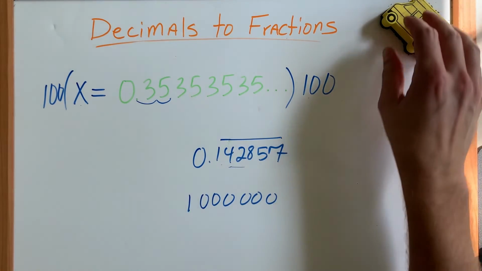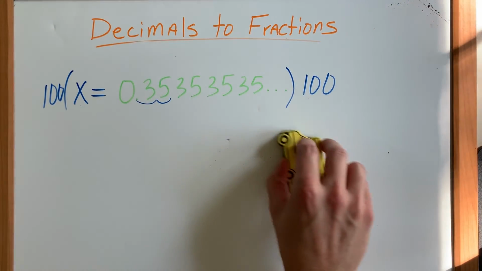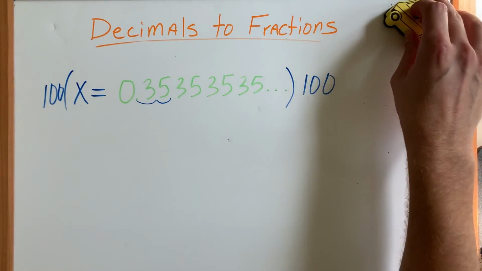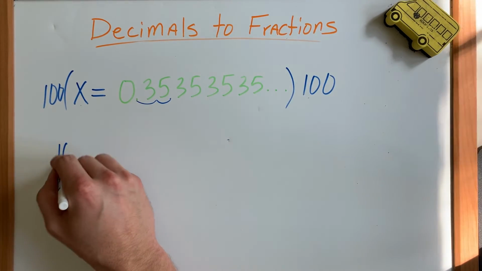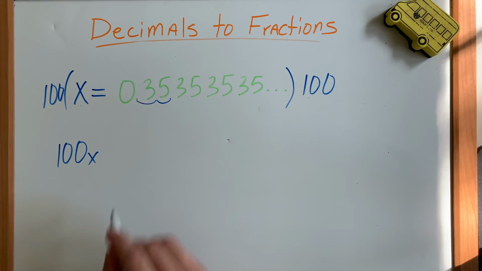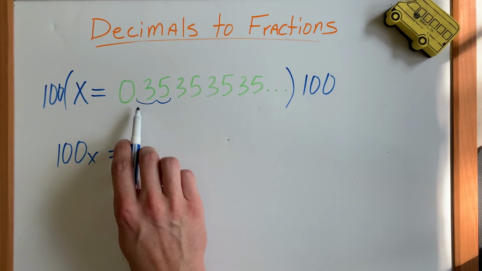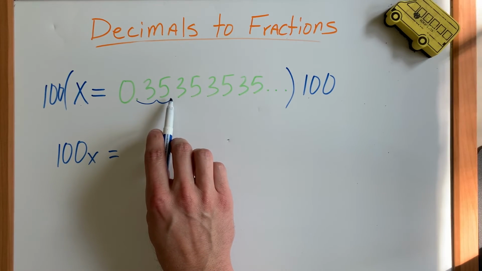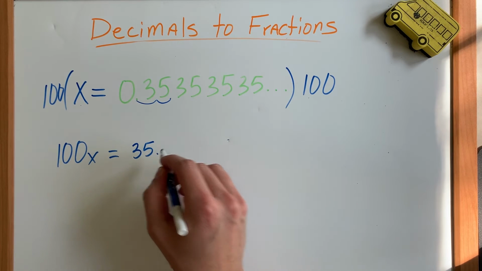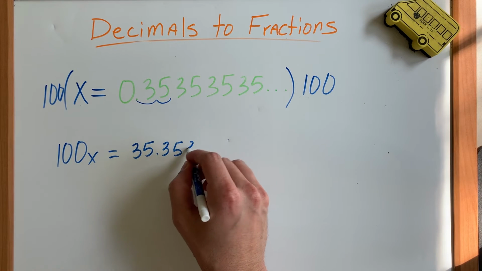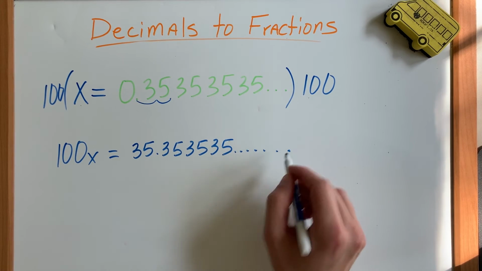Let's go ahead and erase this, and we'll finish this problem. How can we turn this into a fraction? If I multiply the left side, I get 100x is equal to, well, what happens on the right? When I multiply by 100, I move the decimal point 2 units, and I'm going to get 35.353535 repeating forever and ever.